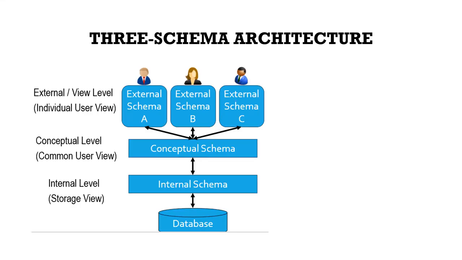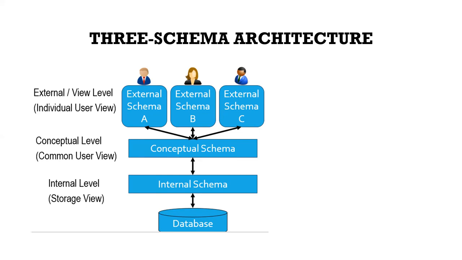Welcome back, friends. In the last lecture, we discussed the types of data models. In this lecture, we will discuss the three schema architecture of a database management system. Three schema architecture speaks about three layers above the database.